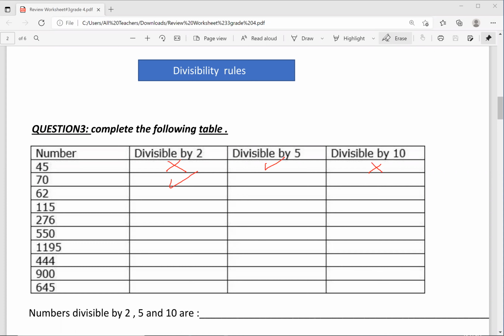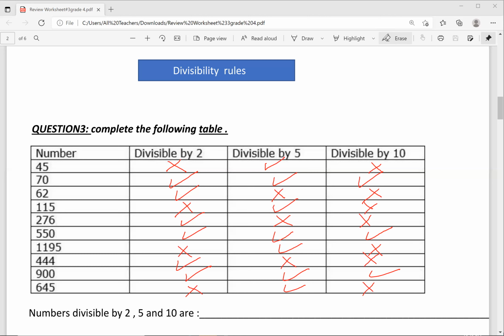70, it's divisible by 2, by 5, and by 10. 62, it's divisible by 2. It's not divisible by 5 or by 10. 115, it's divisible by 5 only. 276, this is an even number which is not divisible by 5 or by 10. 550, it's divisible by 2, by 5, and by 10. 1195, it's only divisible by 5. 444, it's divisible by 2 only. 900 is divisible by 2, by 5, and by 10. And 645, it's only divisible by 5.